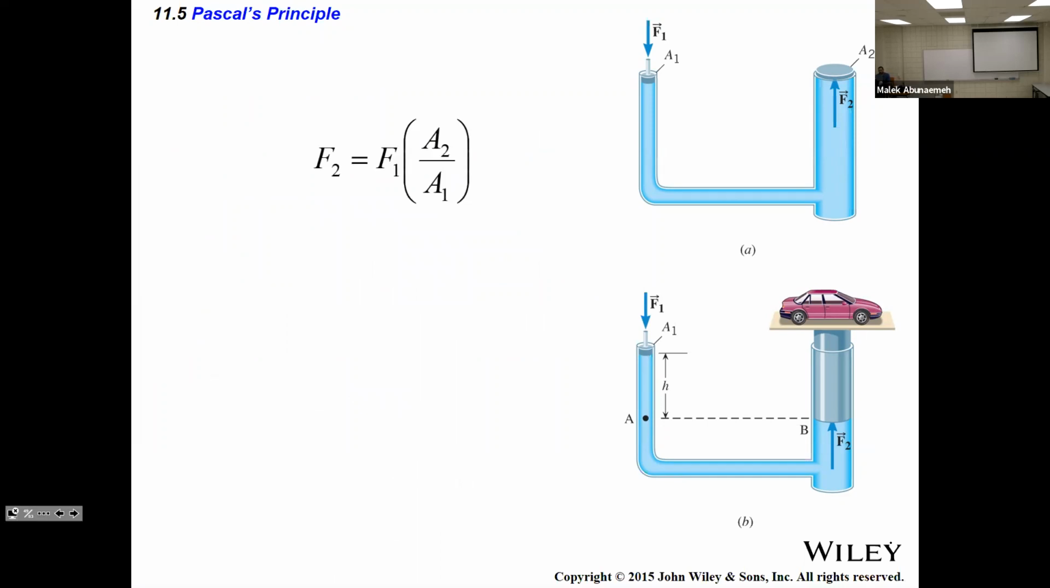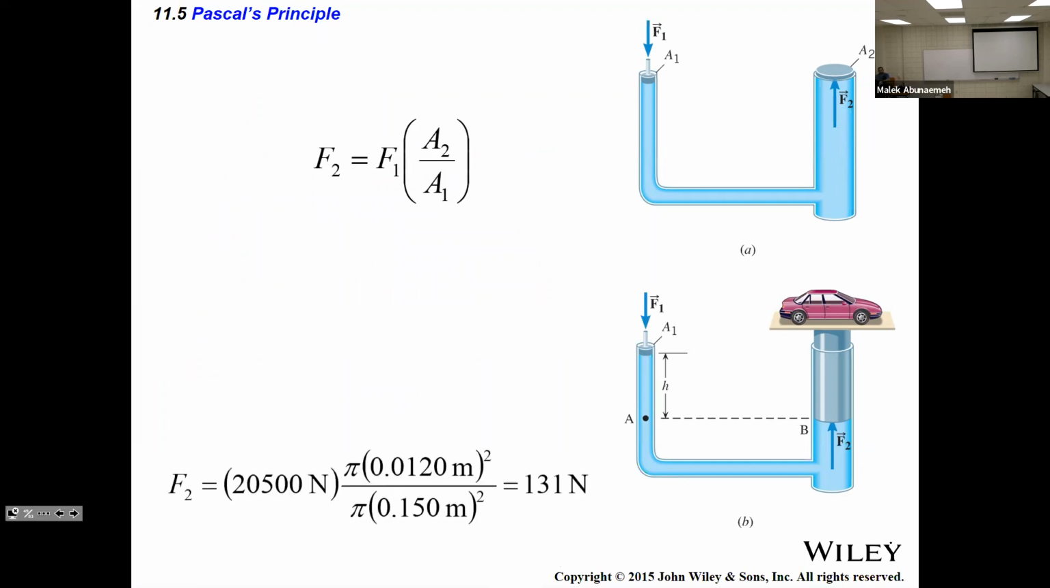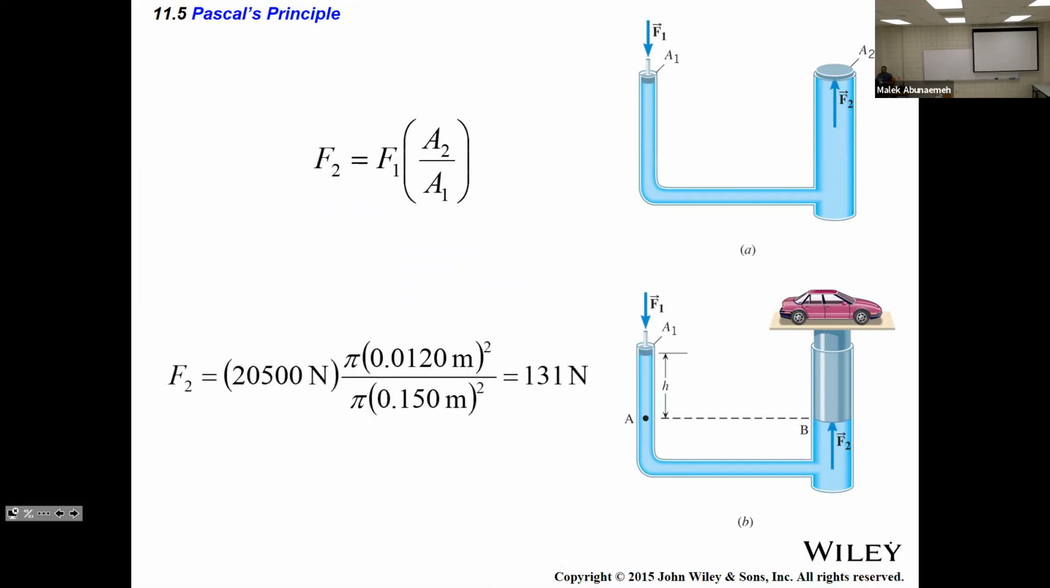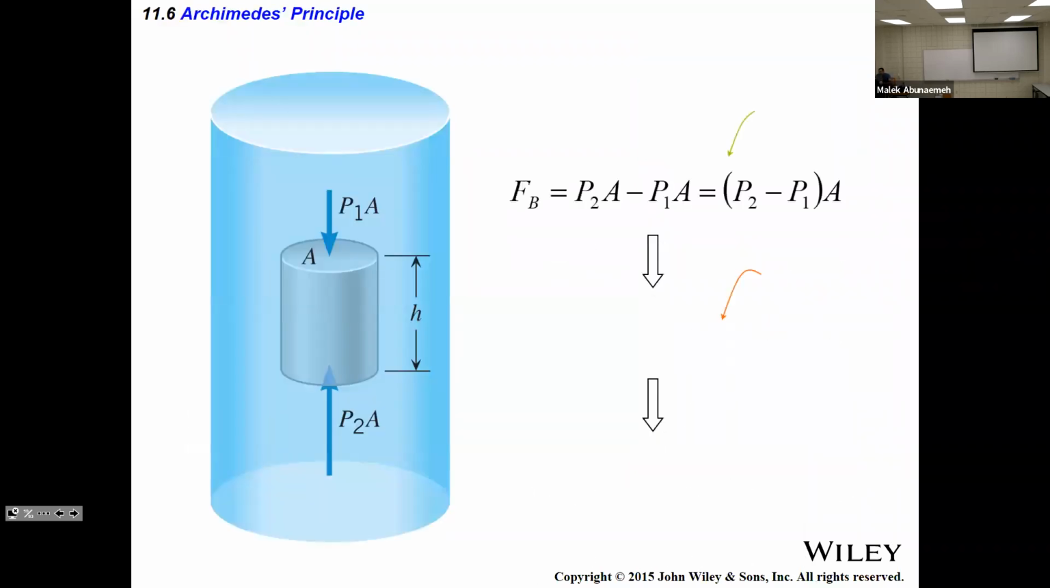So your F2 equals F1 multiplied by A2 divided by A1, which is what we got. We got the second area from pi r squared, using the radius for the second one. Your first area is pi r squared. We got the radius from the first one. Again, your pi's cancel out, so you get 131 newtons.